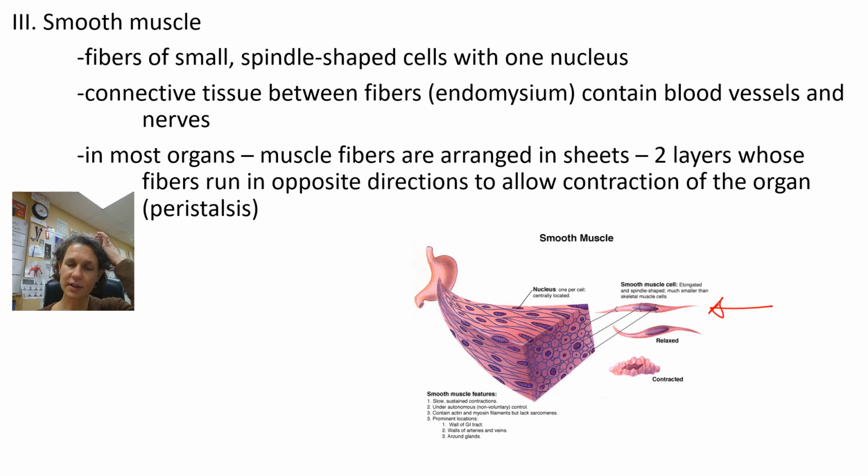So you don't have the kind of building up of different groupings to make the muscle like you saw in the skeletal muscle, but you have some of the same parts. In most organs, and this is where kind of that difference comes in, the muscle fibers are arranged in sheets. And the two layers will run opposite of each other. So when they contract, or when they are working, they work kind of in opposite directions. So you have a complete contraction.